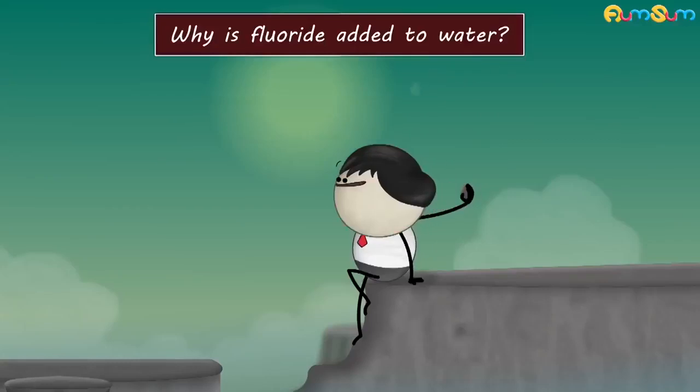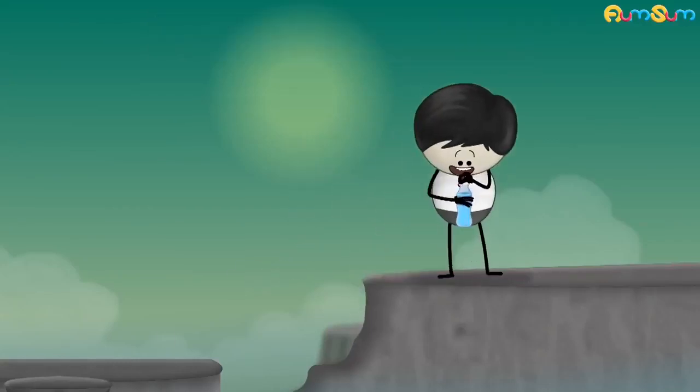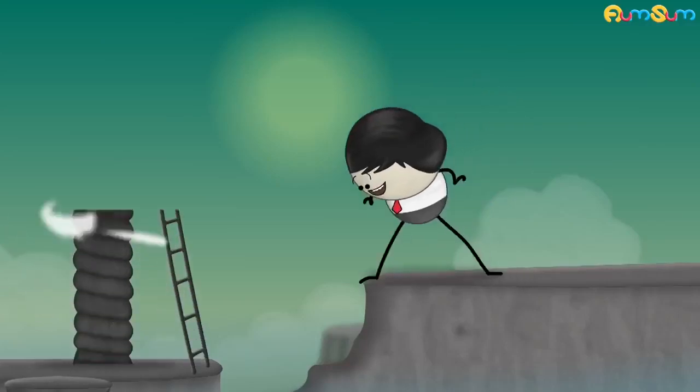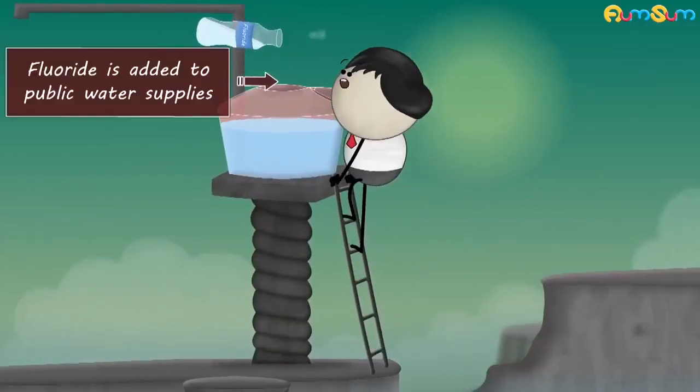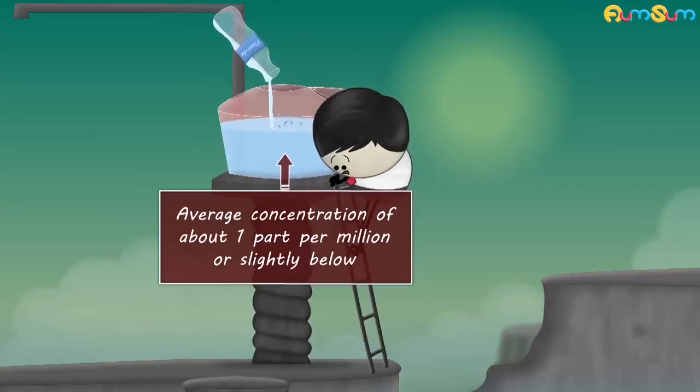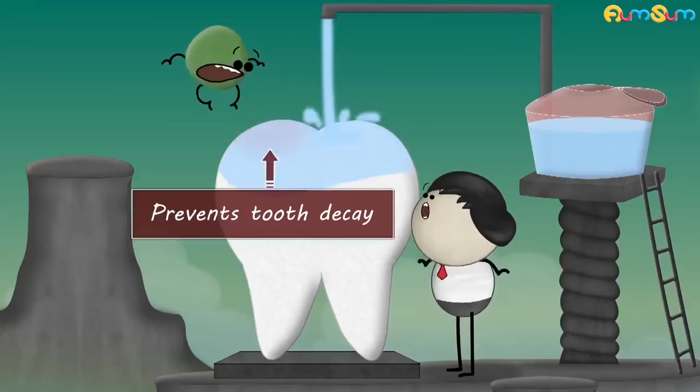Why is fluoride added to water? To make water taste like soft drink. Nah. According to a prevailing study, when fluoride is added to public water supplies at an average concentration of about 1 part per million or slightly below, it prevents tooth decay.